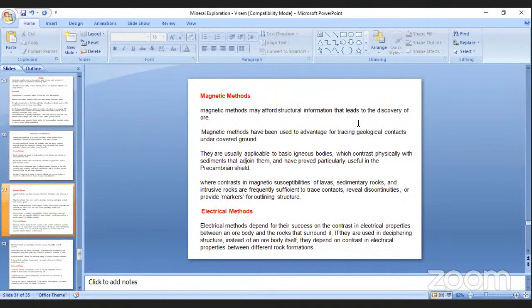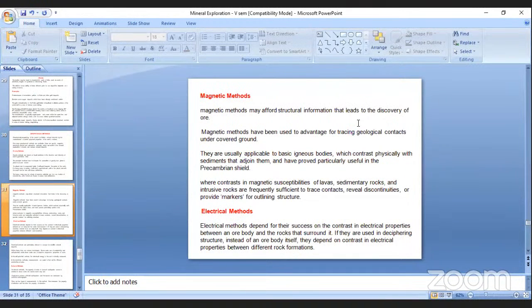And the next one is the magnetic method. In a magnetic method, the structural features play a very important role in the identification of an ore, and in particular, magnetic methods have been used to advantage for tracing geological structures and geological contacts under the ground.